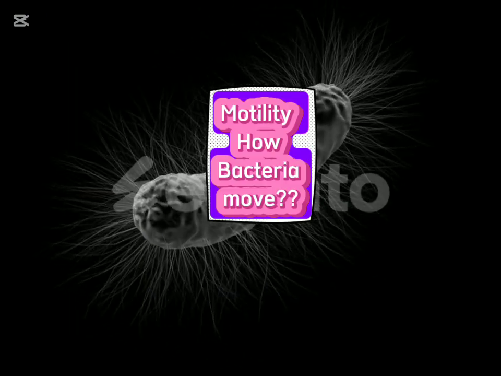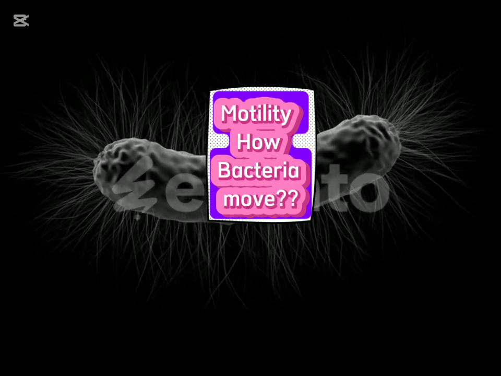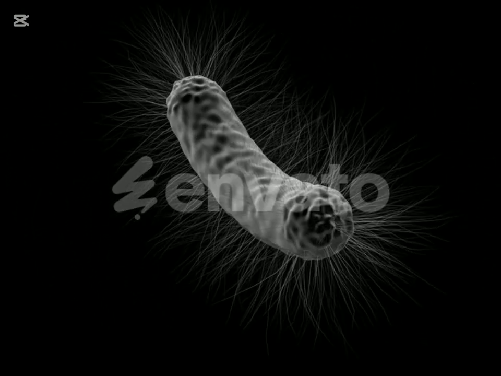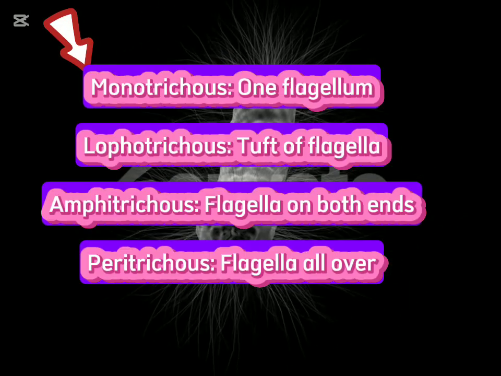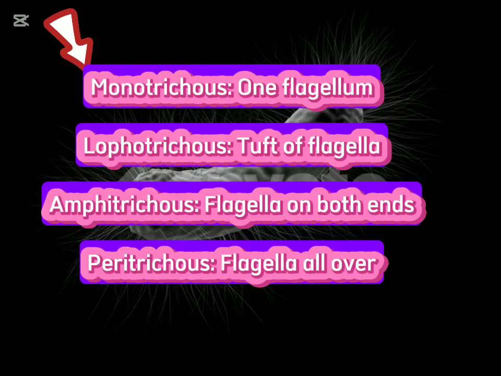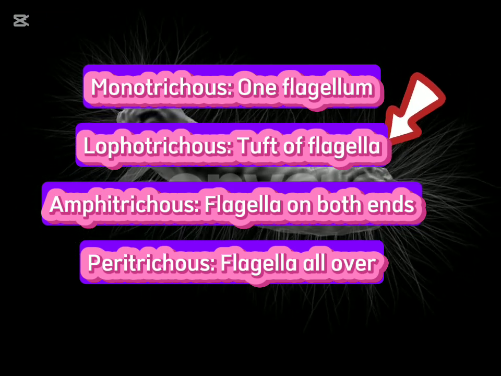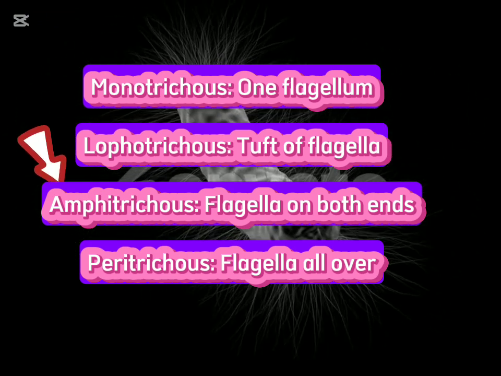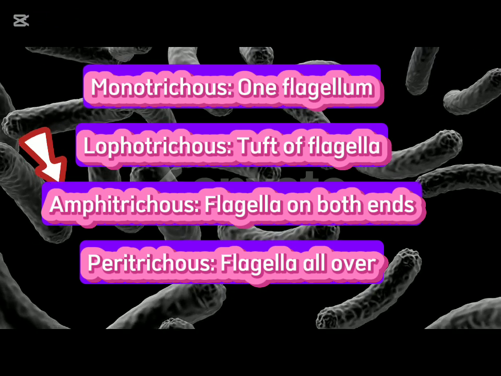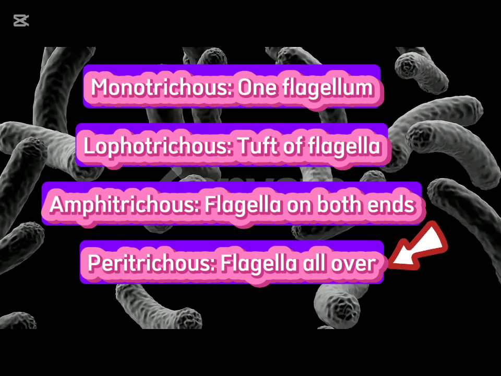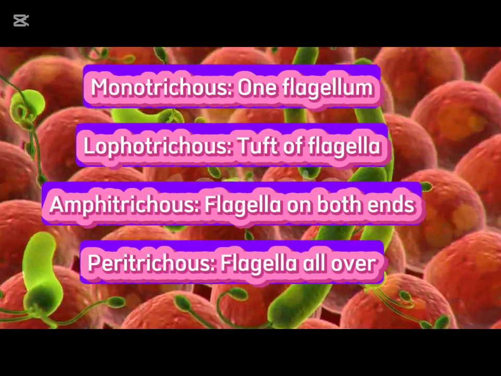Motility. Do they move? Some bacteria have flagella, tail-like structures that help them swim. Their flagella can be arranged in different ways. A. Monotrichous, one tail, like a tiny sperm cell. B. Lophotrichous, a tuft of tails at one end, like a ponytail. C. Amphitrichous, one tail at each end, like a propeller. D. Peritrichous, covered in flagella all around, super speedy.